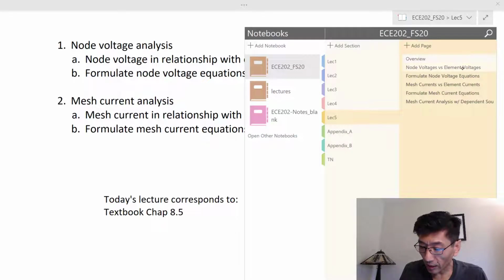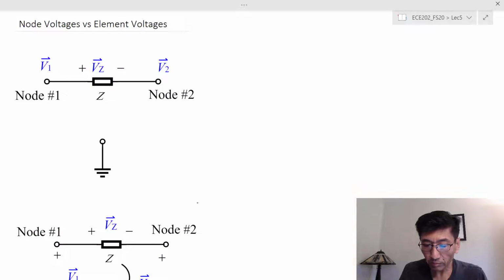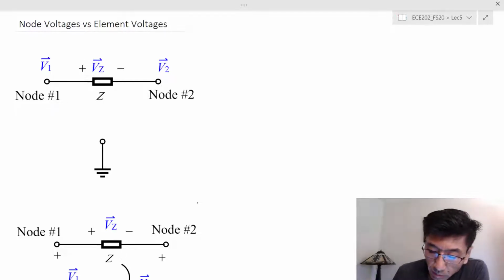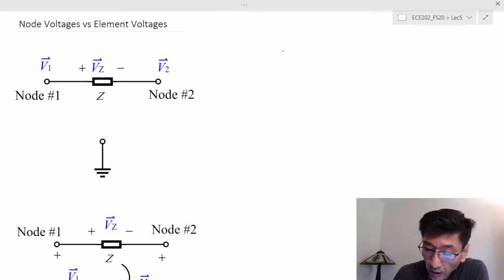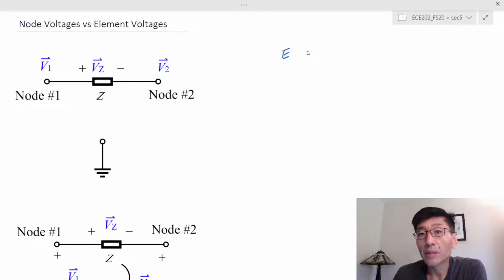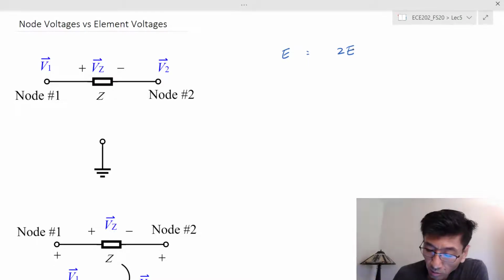Okay, let's look at the node voltages and the element voltages. The reason we have node voltage analysis is that we don't really want to solve a lot of equations. Let's say you have E elements. Each element has a voltage and a current as unknowns, so you really have 2E unknowns. That requires 2E equations if you just write all the element constraints. That's a lot of equations to solve.